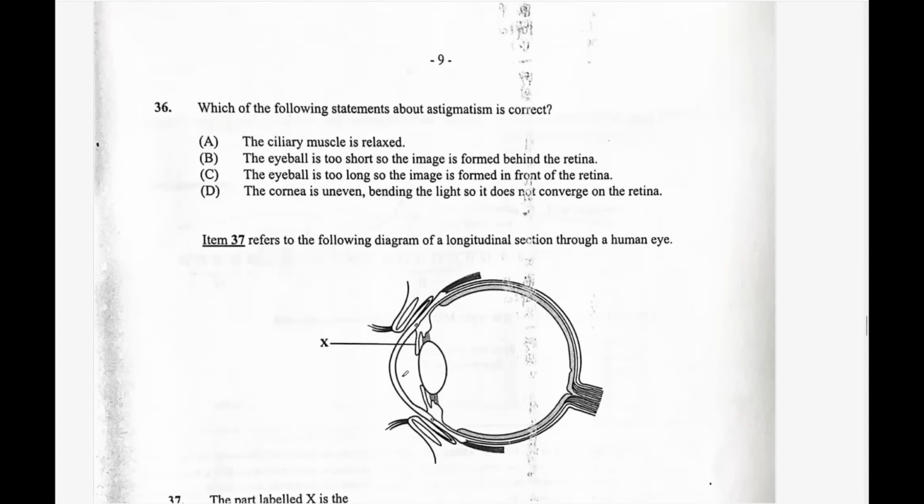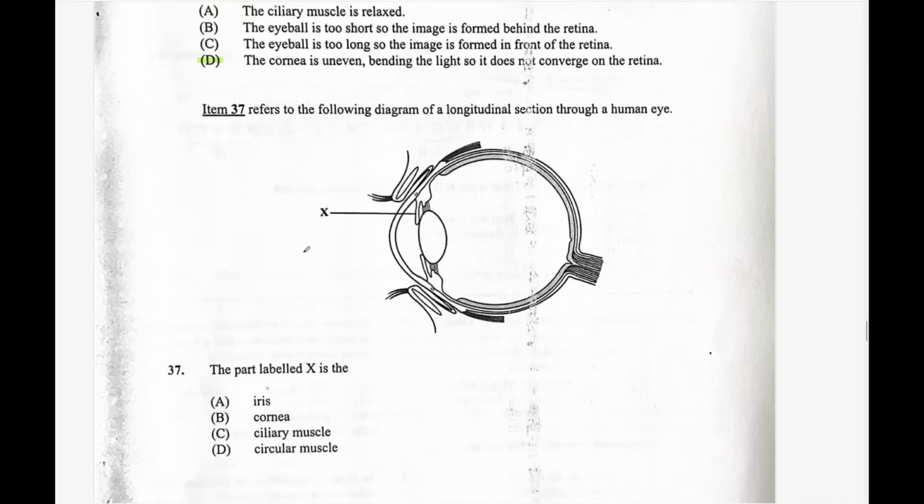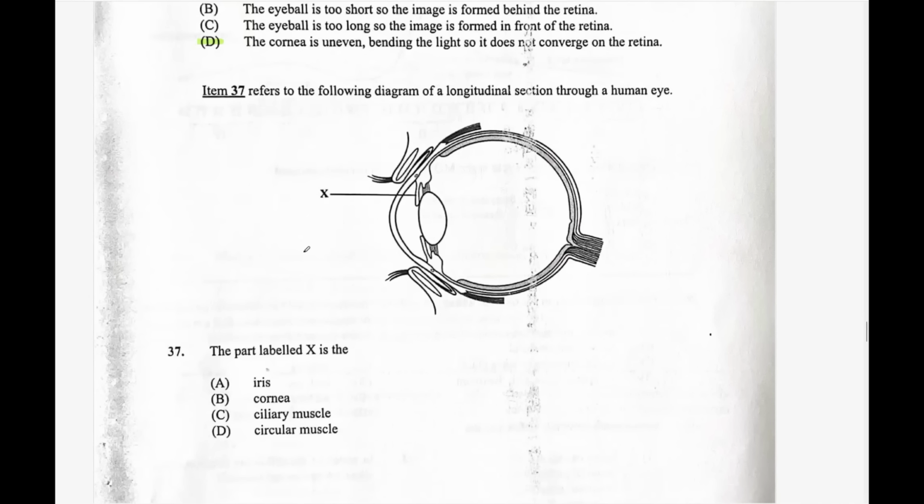Question 36. Which of the following statements about astigmatism is correct? The cornea is uneven, bending light, so it does not converge on the retina. 36, the answer is D. Item 37 refers to the following diagram of a longitudinal section through a human eye. The part labeled X, this is the lens right here. So it makes X the iris, which puts our answer at A.